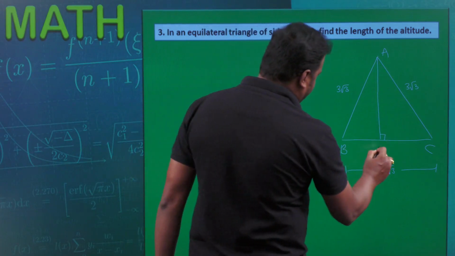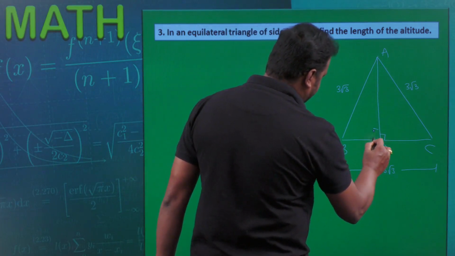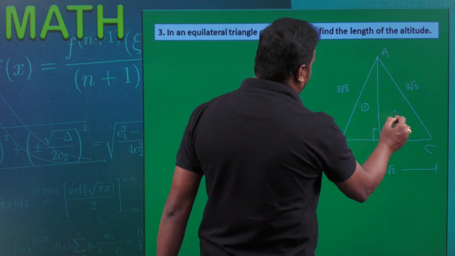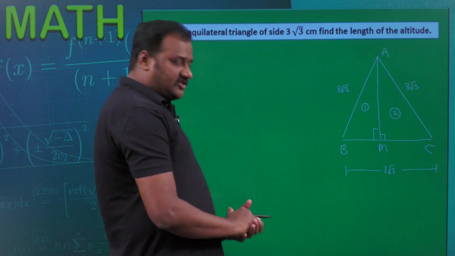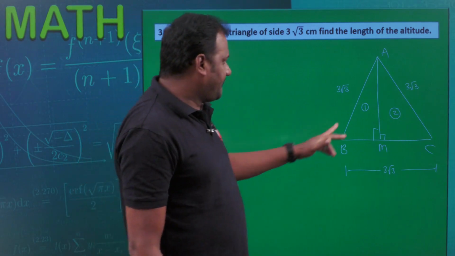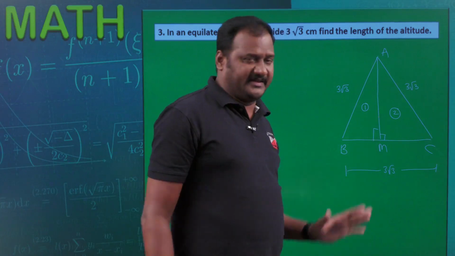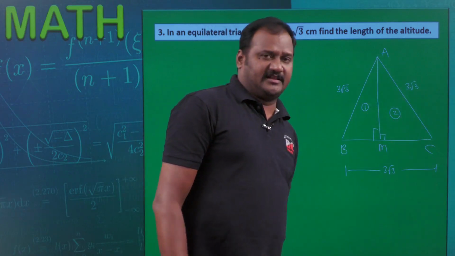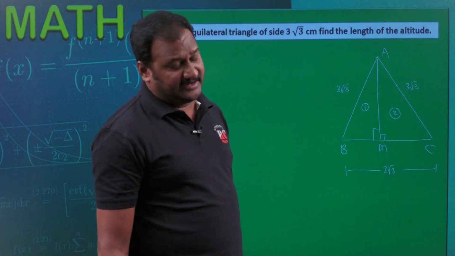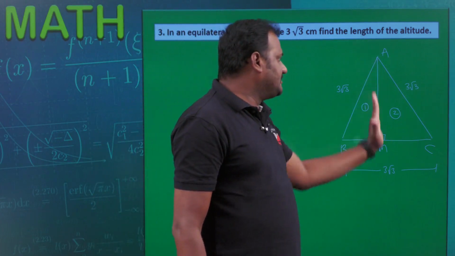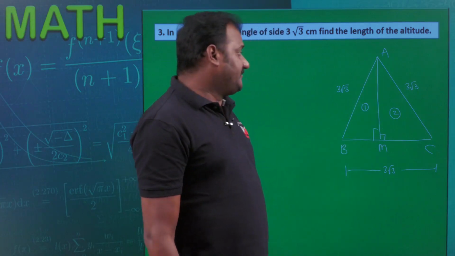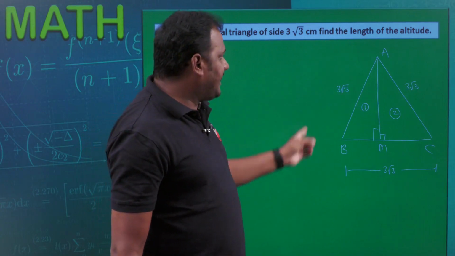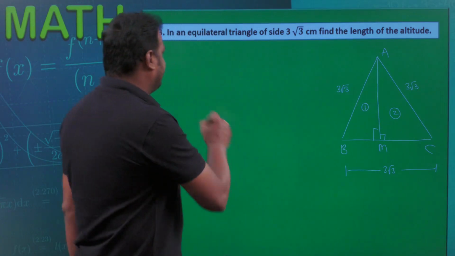Let AM be the altitude, and it is perpendicular. See what kind of triangles these two are, first and second. Are these two triangles congruent? Let us check. Right angle equal to right angle, because that's already a perpendicular. Hypotenuse equal to hypotenuse, because all three sides are equal in an equilateral triangle. AM is the common side for both triangles. Therefore, by RHS congruence, triangle AMB and triangle AMC are congruent.